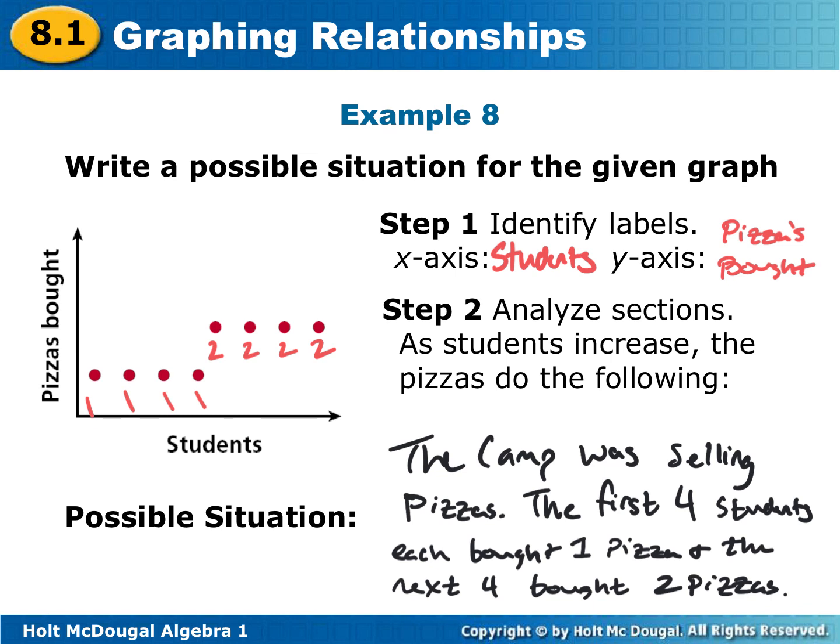No. You could have said, hey, at a camp there were 8 students that bought pizza from the camp. Out of those 8, 4 students only bought one pizza and 4 students bought 2 pizzas. You could even come up with another scenario. Hey, there were 8 total students in line to buy pizza. However, 4 of them partnered up with somebody else to buy 2 pizzas. It's your imagination. There's not a wrong answer as long as the information that is shown to you is represented in your scenario.